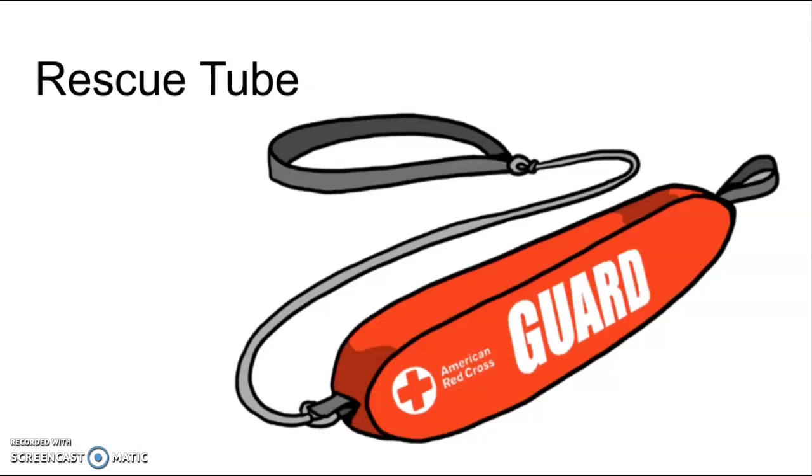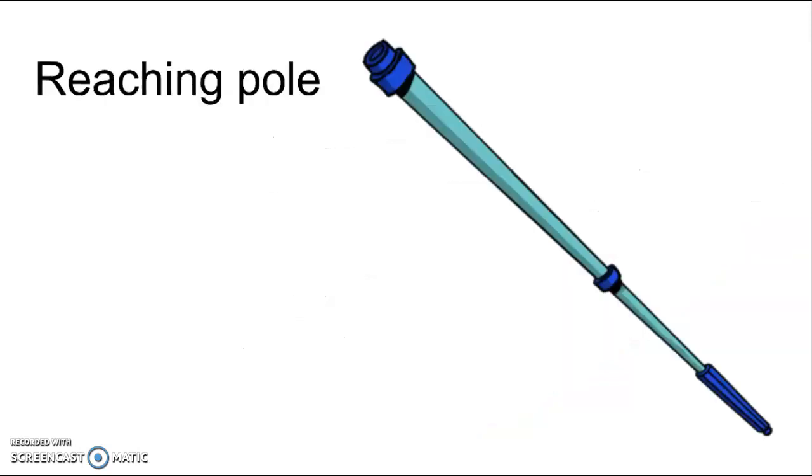A rescue tube is the same idea as the rescue buoy and ring buoy, except it's a little bit softer, more of a foamy material. It's longer and is also attached to a shoulder strap. It's used to do the same thing as the other buoys, such as bringing people to safety.